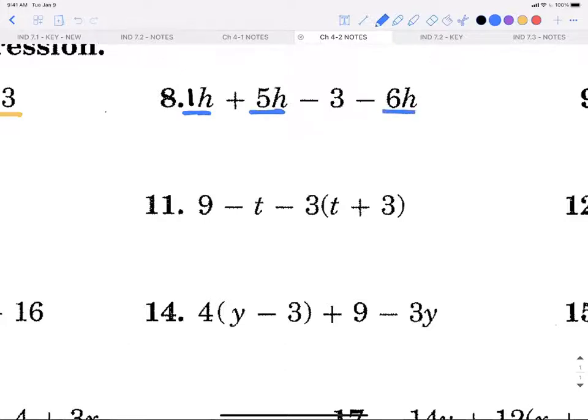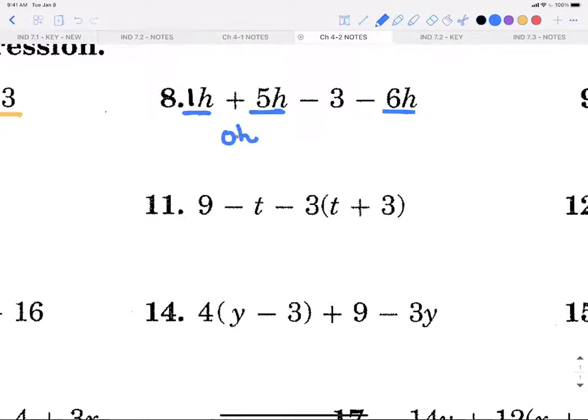So 1H plus 5H is like saying 1 apple plus 5 apples is 6 apples, right? 6 apples minus 6 apples, or 6H minus 6H is what? 0. They go away. Your H's all cancel each other out. Now, the long math of this, and you do not have to write this when you answer the problem, is if you have 1H and 5H and negative 6H, that all is 0H.